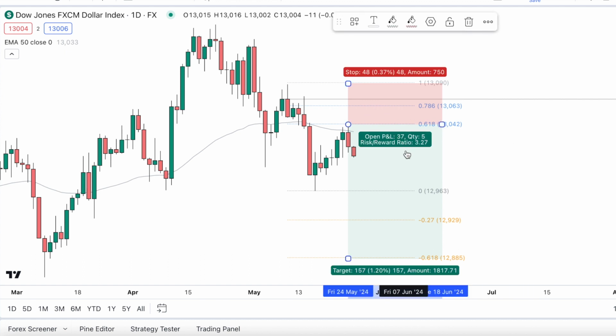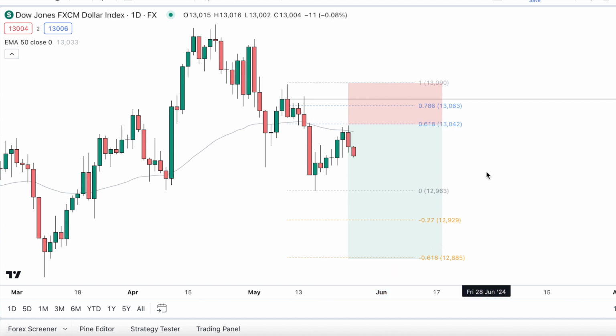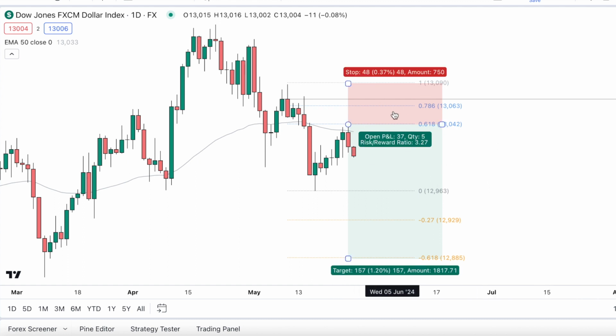And as you can see, guys, that is still a risk to reward of 1 to 3.2. So it's a fantastic risk to reward. It really, really is. So that would be what we would have in a bearish market. That would be an example like that.